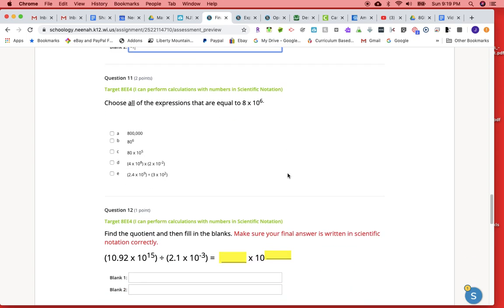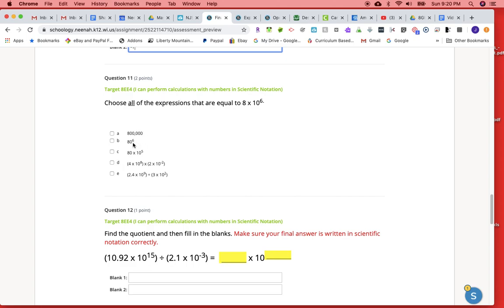Number 11, choose all the expressions that are equal to 8 times 10 to the 6th. So our number is 800,000, and we need to make this into scientific notation. So I'm going to move my decimal between the 8 and 0. So I'm moving it 3, 4, 5. So 8 times 10 to the 5th. So that one doesn't work out. 80 to the 6th power.